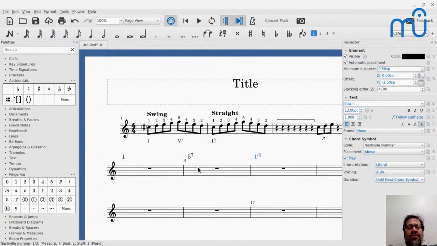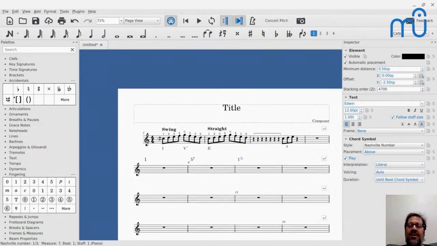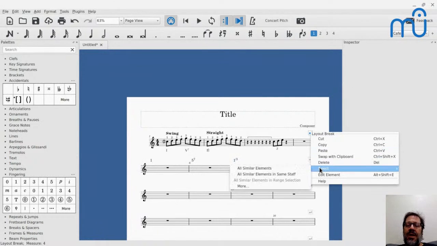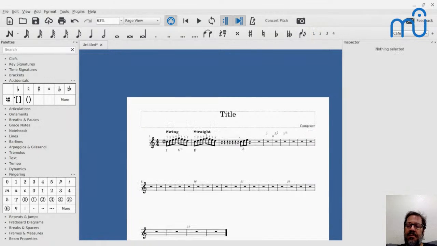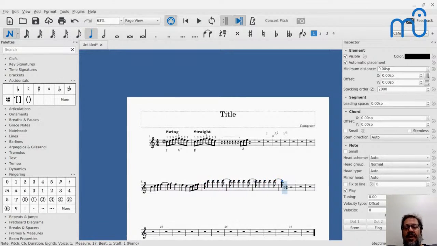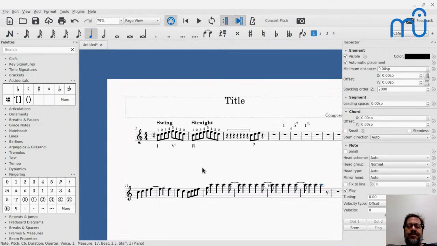There's another thing that happens. When I was talking about staff space, another subject comes up, and it has to do with spacing in general, how tightly spaced your music is. Let me remove all these line breaks here. So, select all similar elements. Bye bye. And I'm going to enter some notes. Okay, I just wanted to get some notes in here.